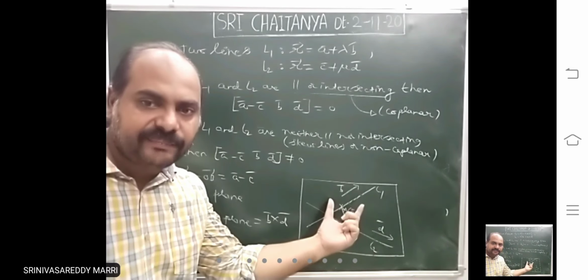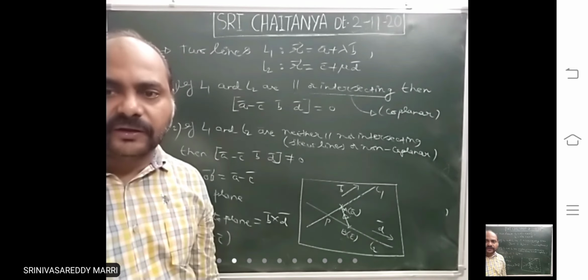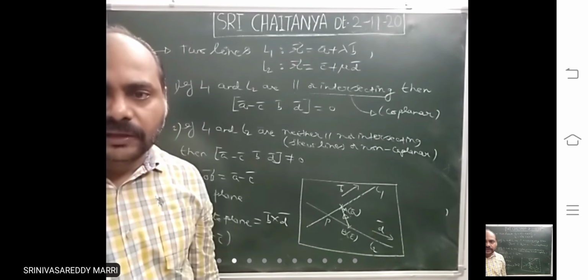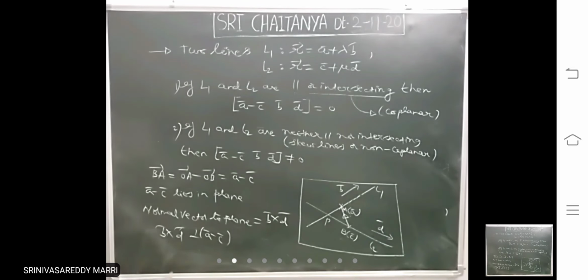Right? A bar minus C bar is on your paper. That normal vector B cross D will be perpendicular to A bar minus C bar also. So that means these two vectors are what? Perpendicular vectors. That means I am writing dot product equal to 0.